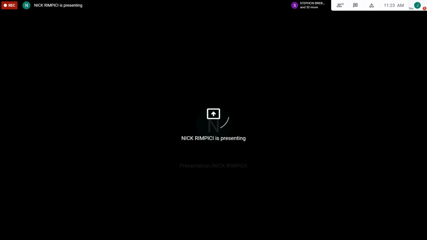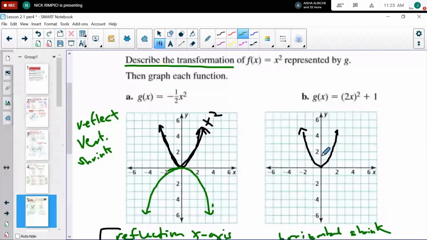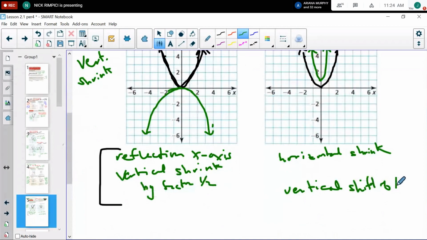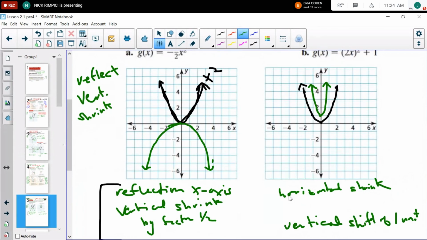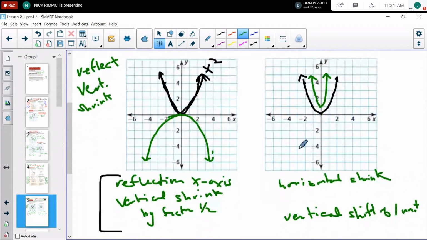Oops, let me put it back in the notebook. Okay, so I'm just going to make a quick graph of this. It was hugging the y-axis a little more tightly, not drawn to scale. Okay, and my vertex is 0, 1. So I have a horizontal shrink and a vertical shift, or vertical translation, of 1 unit. Okay, and that's basically it for B. So let's take a look at the other example.